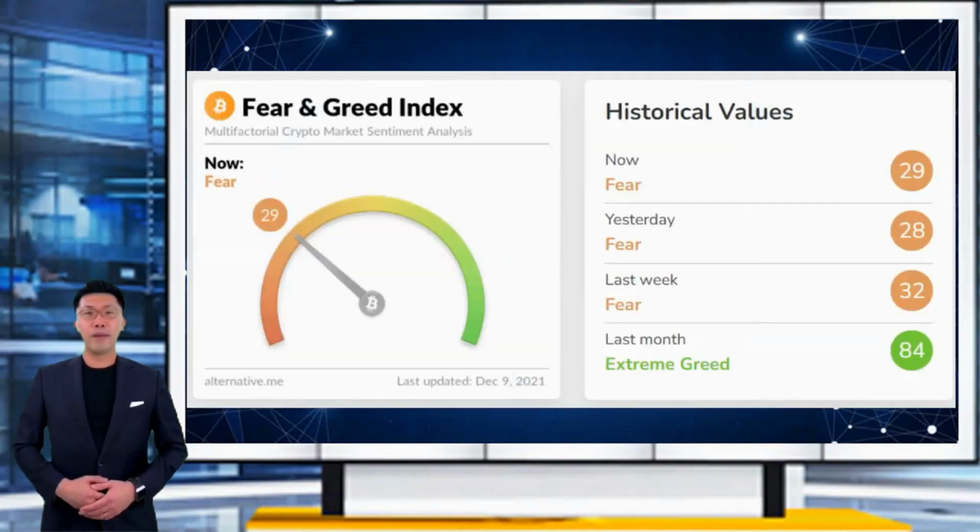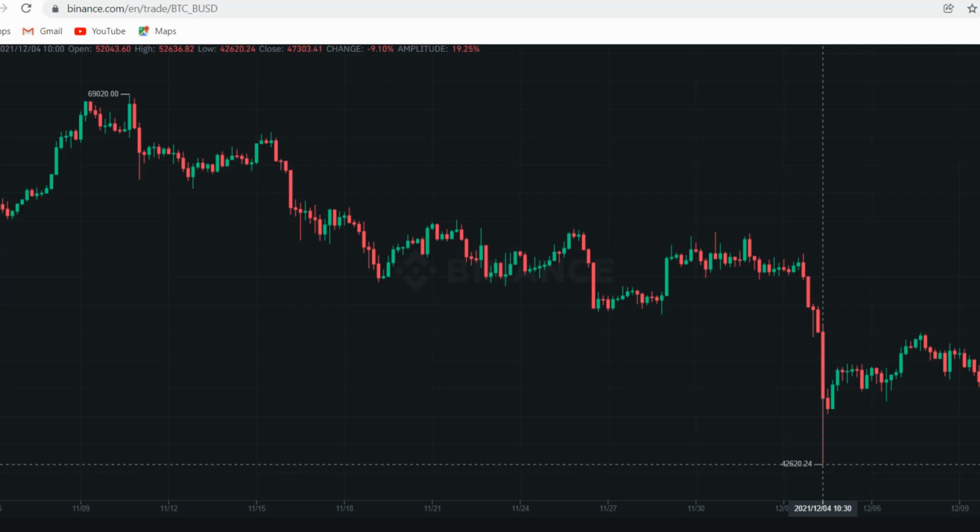All the prices are defined by fear and greed. If more fear, the price drops. If more greed, the price increases. In the last couple of days, when Omicron news came out, all stock and crypto prices dropped very obviously.